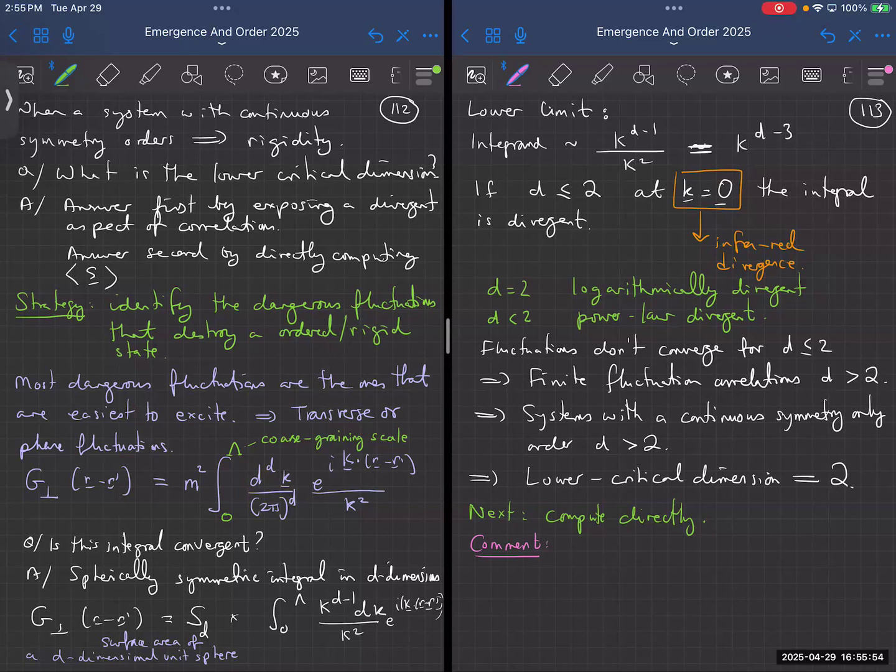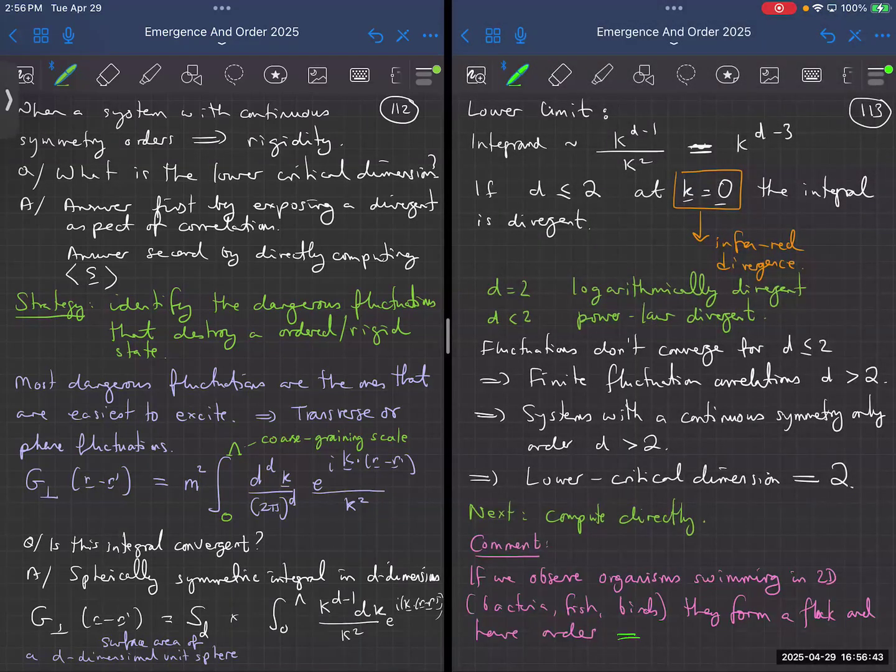So the comment here is that if we observe organisms, say swimming in 2D, it could be bacteria, they could be fish, whatever. It could be birds. They form a flock and can have long-range order. You can see them swimming like this, and so you say, well, is that a violation of this theorem?